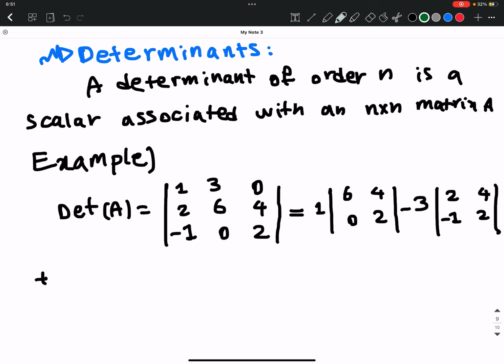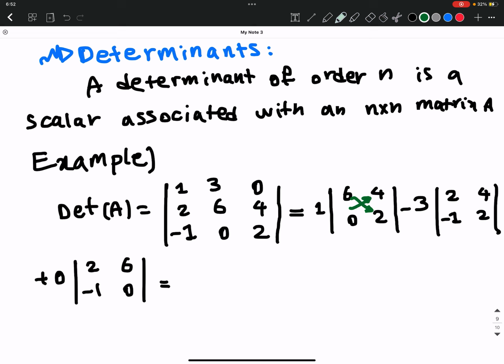The last one is, again, I use 0, and then I calculate the determinant of this. So I have 0 times the determinant of the smaller 2 by 2 matrix, 2, 6, minus 1, 0. Okay? So now I calculate the determinant of a 2 by 2 matrix, and I think most of you should know that it's basically this component multiplied by this, minus this component multiplied by this.